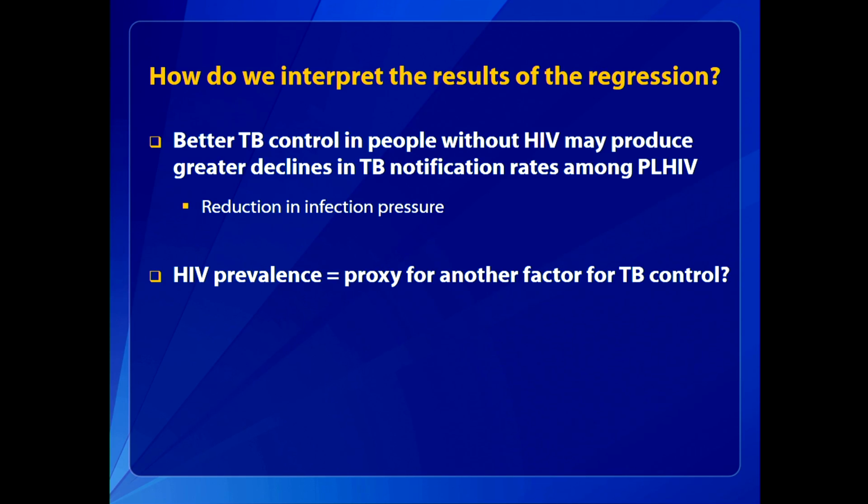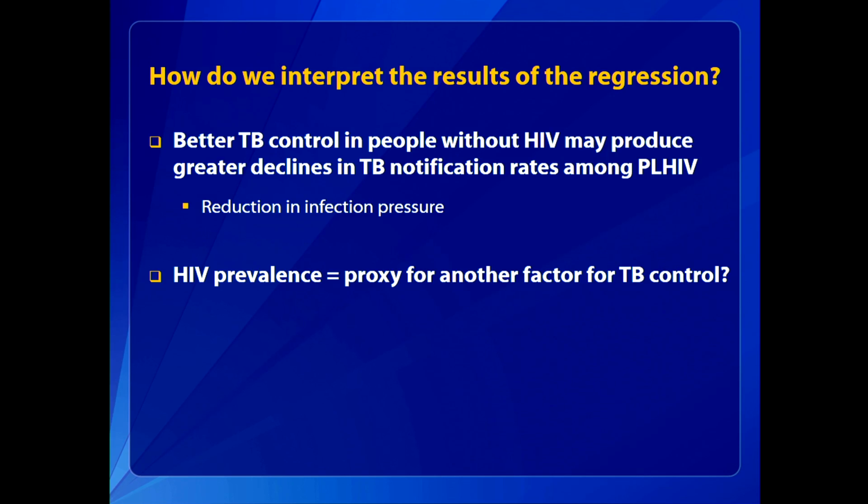Our regression findings suggest that better TB control among people without HIV may produce greater declines in TB notification rates among people with HIV. This makes sense if we believe that most TB transmission is being driven by people without HIV, such that general improved TB control reduces the infection pressure on people living with HIV.